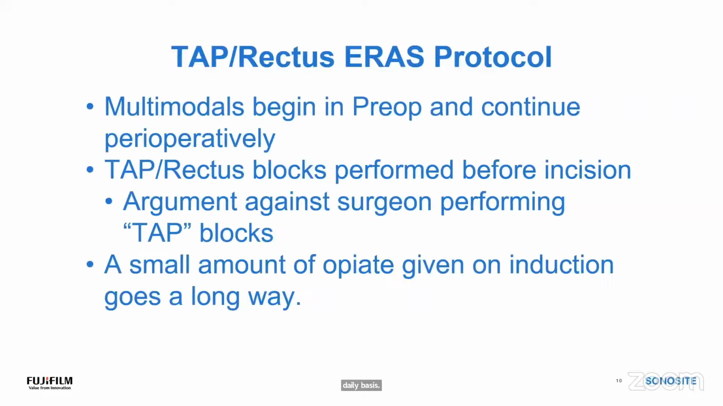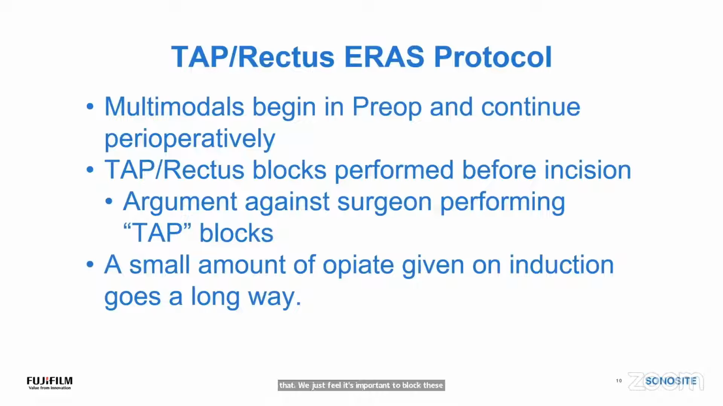In our protocol, I'm not going to get too specific, but multimodals begin in pre-op and continue perioperatively. You can decide what multimodals are best for you, your patients, and your surgeons. TAP and rectus blocks are performed before incision. And that's important because if you get ahead, you're going to blunt that response to incision, so you're going to decrease the amount of opiate you need. And these blocks aren't surgically analgesic. We know that. We just feel it's important to block these patients before incision.